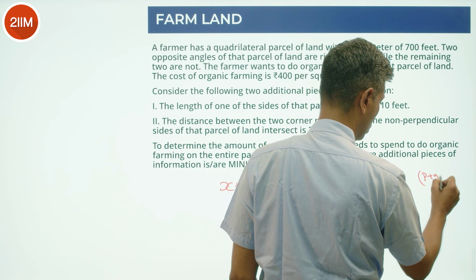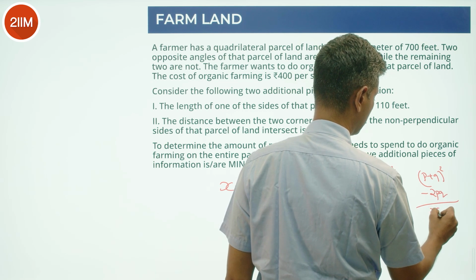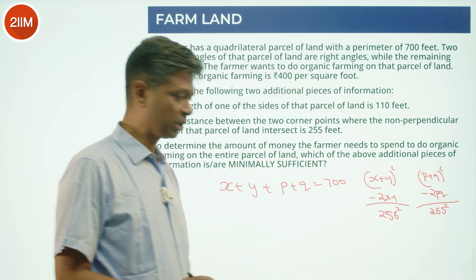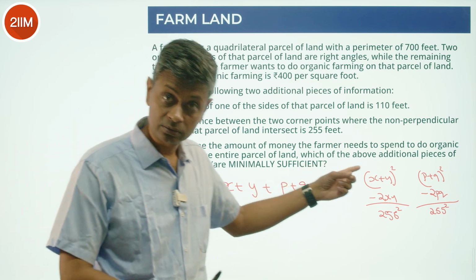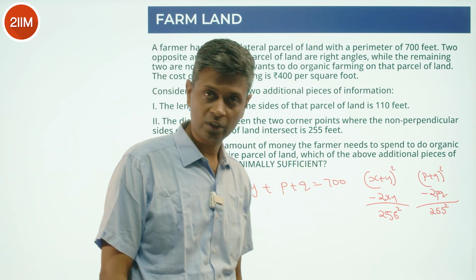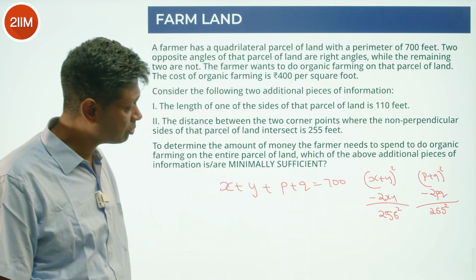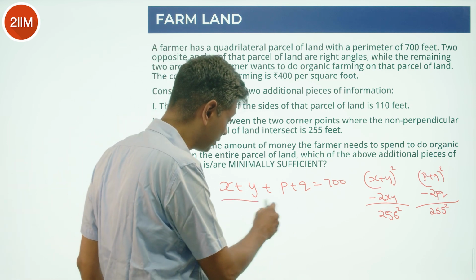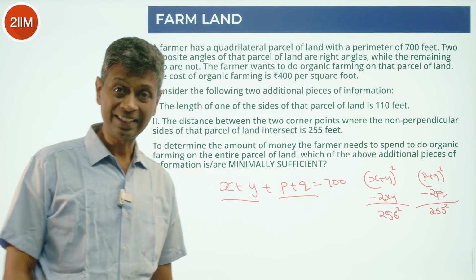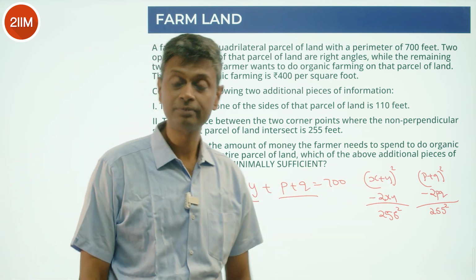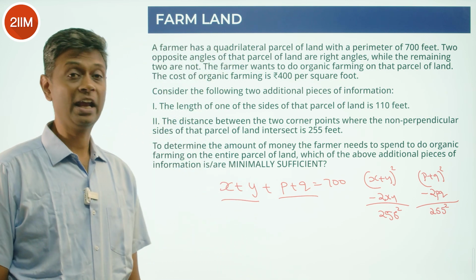P plus q whole square minus 2pq is 255 square. X plus y plus p plus q is 700 square. So if I find x plus y whole square, I can find 2xy. P plus q whole square, I can find 2pq. But I have x plus y plus p plus q is 700. I'm not being told that this is 350, this is 350. This is 345, this is 355. For different combinations, I'll get different answers. And so I cannot uniquely come back and say, hey, I've got this.